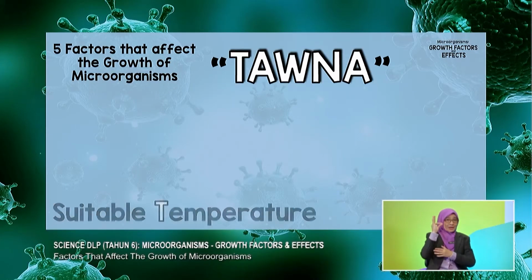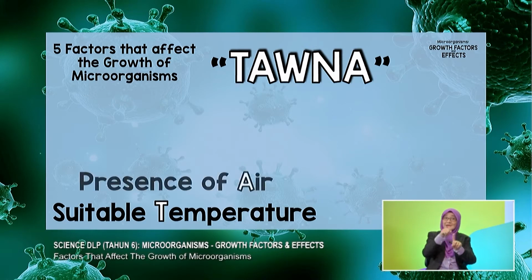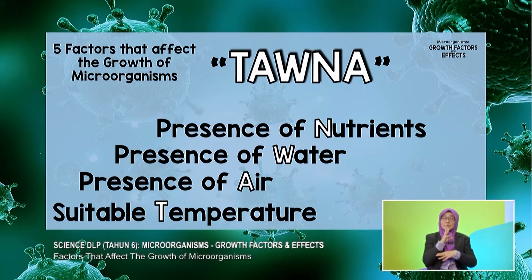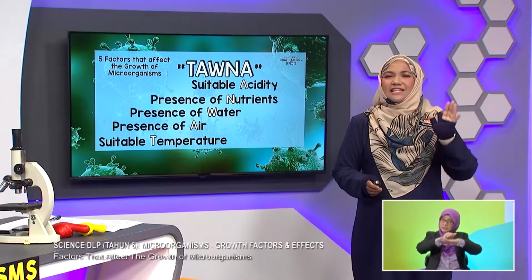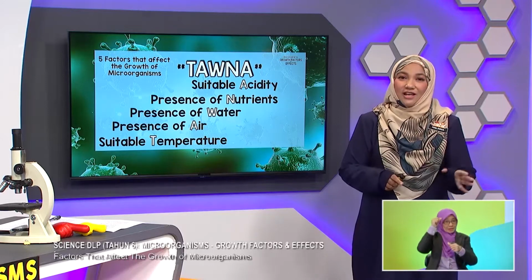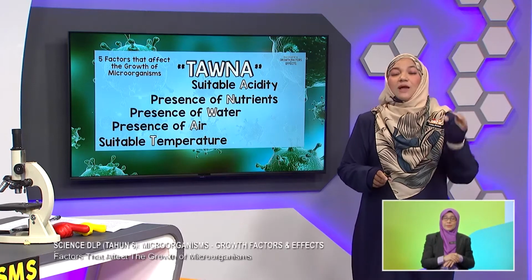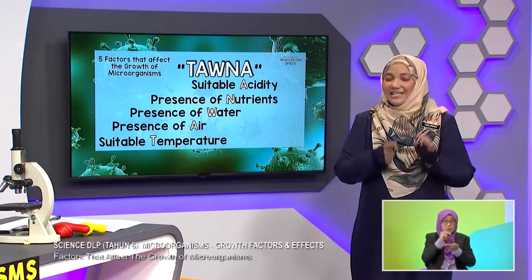What is TONA? Okay, the first one is suitable temperature. T, temperature. And then the presence of air. And then the presence of water. And also the presence of nutrients. And last but not least, suitable acidity. So if you want to remember easily, you can use the acronym TONA. So suitable temperature, presence of air, water and nutrients, and last but not least, suitable acidity.